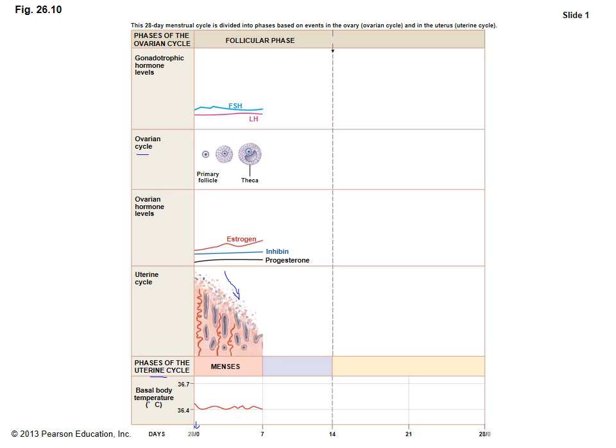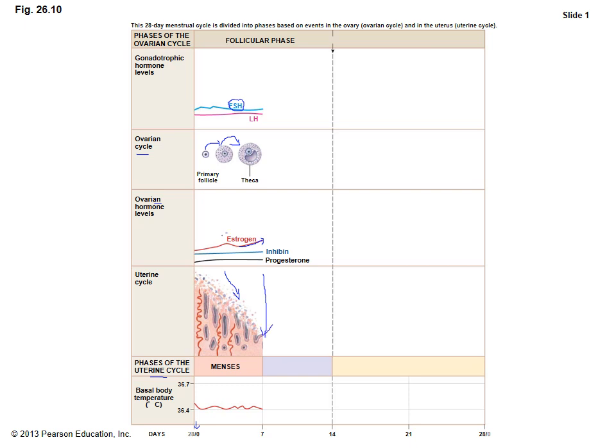During the ovarian cycle, during the early follicular phase, we can see the development of the follicles from primary to secondary follicles, and this is under the influence of FSH, follicle stimulating hormone. We also see, if we look at the ovarian hormone level, that estrogen levels are starting to increase, and it's due to this rise in estrogen levels that menses stops.